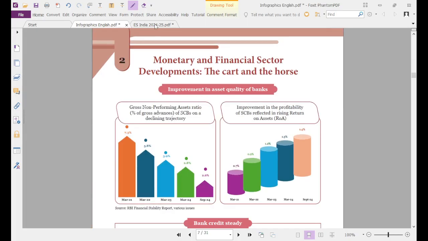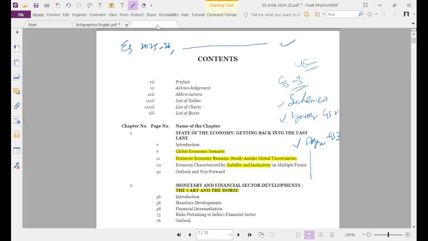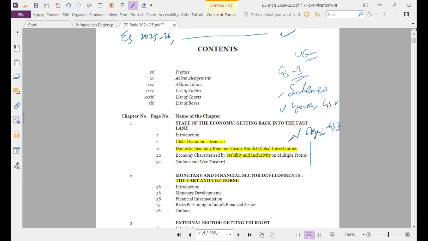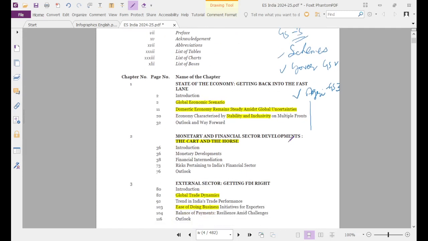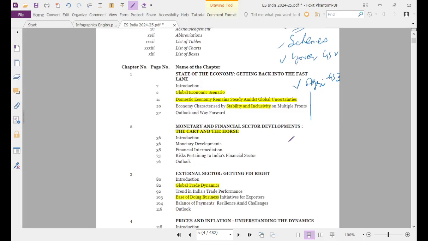Now quickly switching to the other booklet, the biggest, the longer Economic Survey, quickly getting in. I had taken some points so that we can utilize them for our answers and understanding, right? So this is the first chapter, and there are various other segments within that. The global economic scenario is being talked about. The domestic economy remains steady amidst all that, stability and inclusivity.